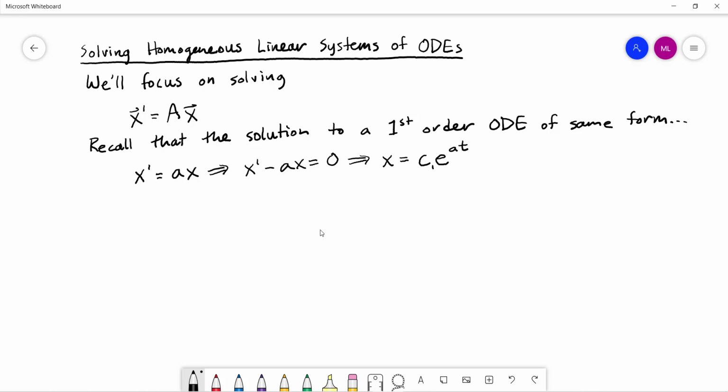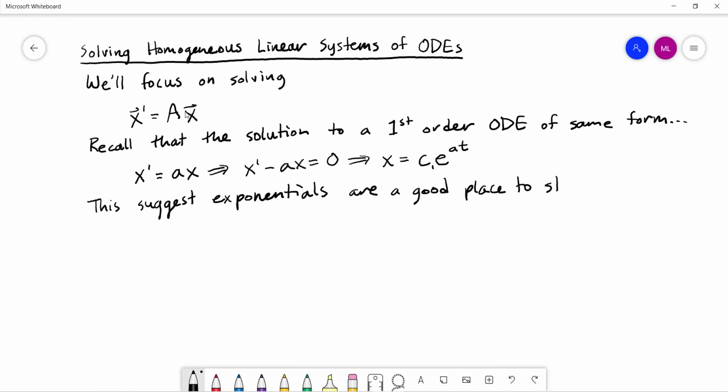So as we've seen in a couple of other cases, exponentials are probably a good place to start as guesses for what solutions might look like to this system of differential equations. So let's start with exponentials. This suggests exponentials are a good place to at least start.